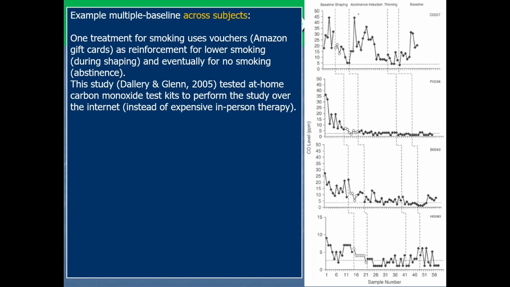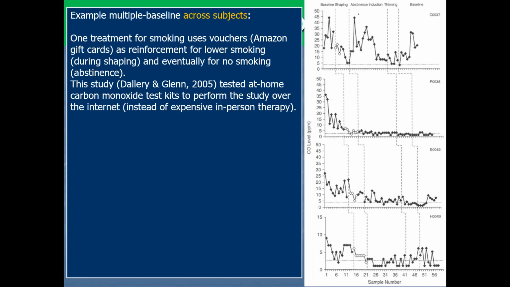So in this 2005 study by Dallery and Glenn, they used at-home carbon monoxide test kits that were just reported over the internet rather than having expensive in-person therapy. And they're seeing if this voucher reinforcement contingency works across the 4 participants that we see labeled here with numbers like C0037 or P0038. Those are the participants.